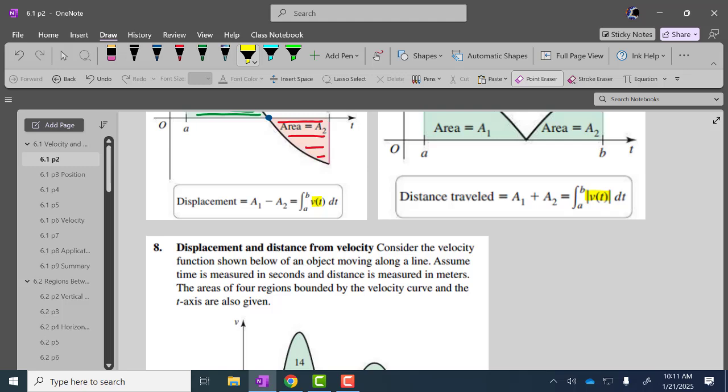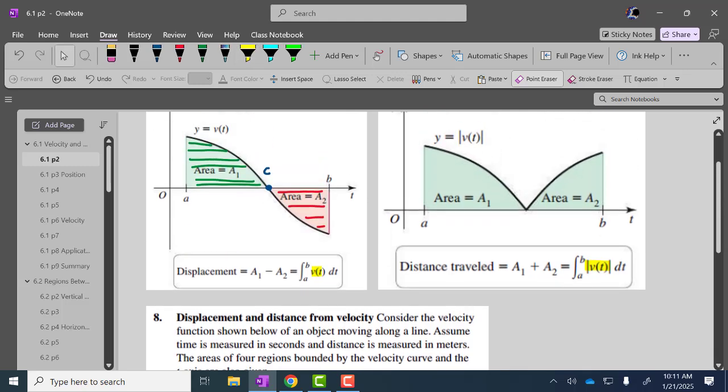Okay, so here is a picture of absolute V. V is positive, then 0, and then negative. Now, if we take the absolute value of that, we get this. And if we integrate the absolute value function here, the net effect will be A1 plus A2, where this A2 is positive now. So that will be the distance traveled, the sum of those two areas. That'll be distance traveled.